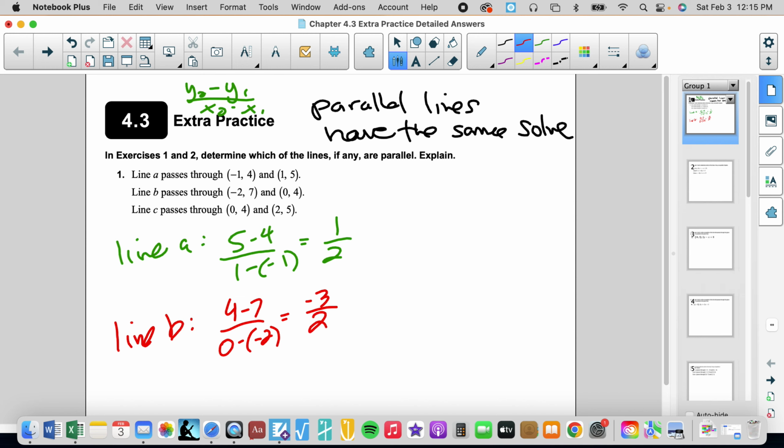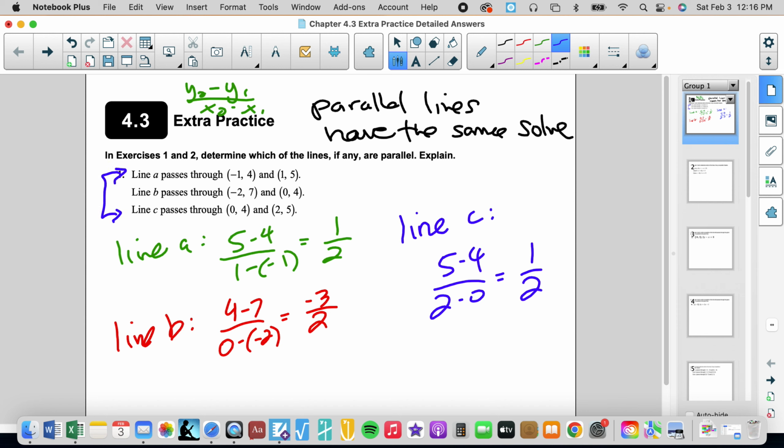So we know that line A and line B will intersect. They will intersect because they do not have the same slope. So lines with different slopes will always intersect at some location. Where that point of intersection will be is chapter 5, which is coming up momentarily. Line C is going to be 5 - 4 over 2 - 0, which is 1/2. So we know that line A and line C are going to be parallel. Those are the two parallel lines, A and C.